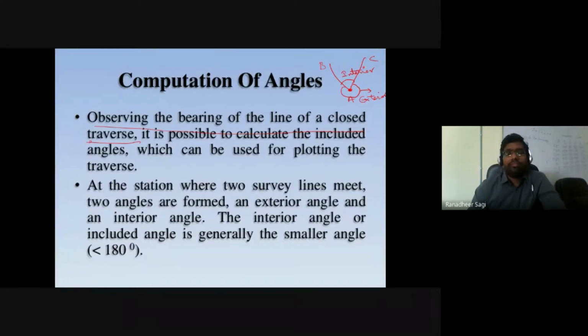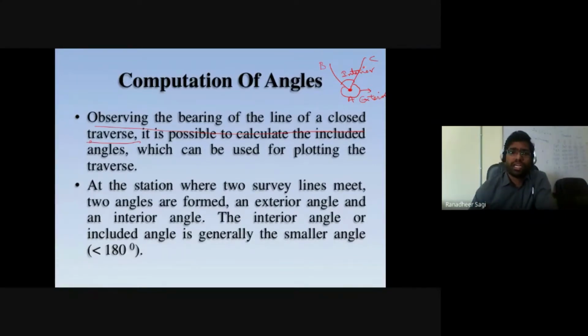In general, whenever we talk about the calculation of interior angles, most of the time the interior angle you calculate comes out to be less than 180 degrees. But it need not be true that it is always less than 180 degrees.